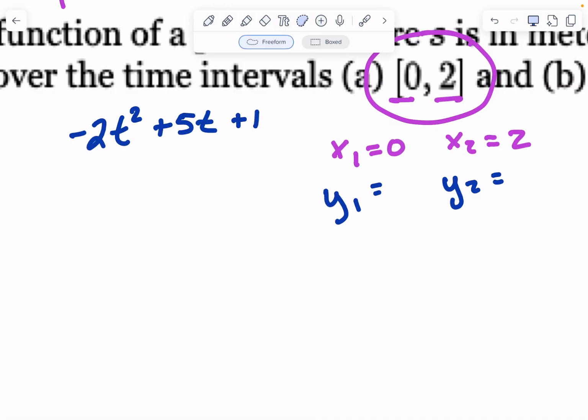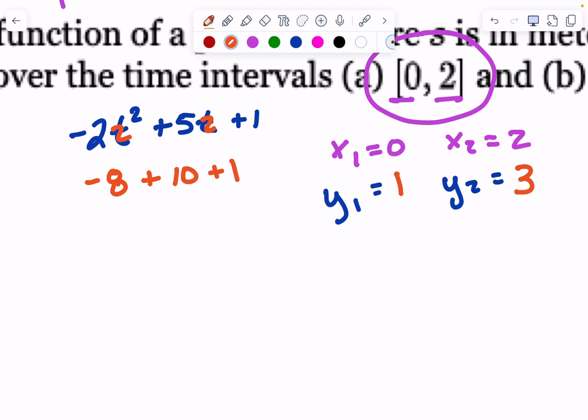All right. I'm going to plug in 0. What do you get when you plug in 0? You get 1. So y1 is 1. Put that in there. If I plug in 2, this is negative 8 plus 10 plus 1. So y2 is 3.